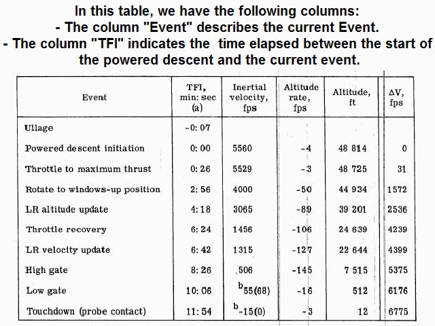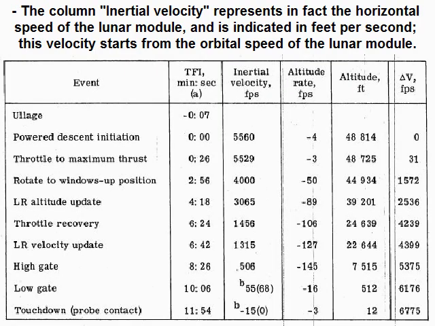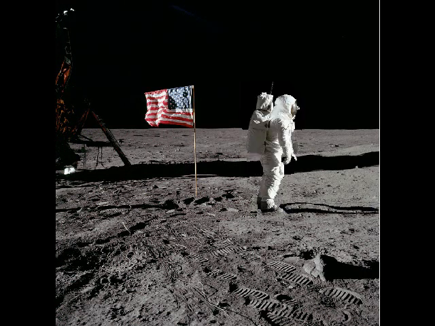In this table we have the following columns. The column Event describes the current event. The column TFI indicates the time elapsed between the start of the powered descent and the current event. The column Inertial Velocity represents in fact the horizontal speed of the lunar module, and is indicated in feet per second. This velocity starts from the orbital speed of the lunar module.